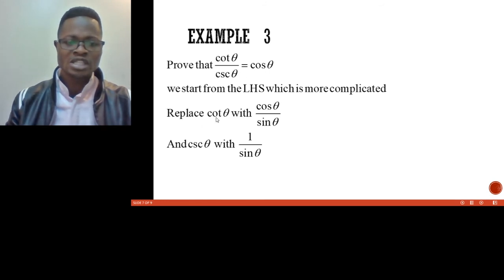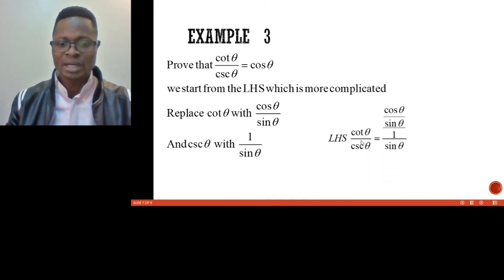So we just replace cot theta with cos theta over sin theta, because cot theta is equal to cos theta divided by sin theta, and cosecant theta is equal to 1 over sin theta. Now we can bring them together. We will simply have cos theta divided by sin theta, all this divided by 1 over sin theta, which is cosecant theta.